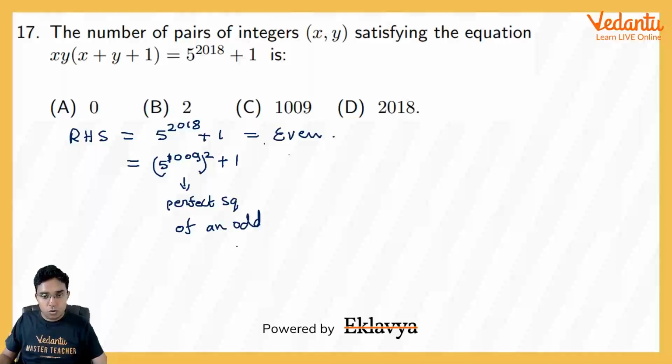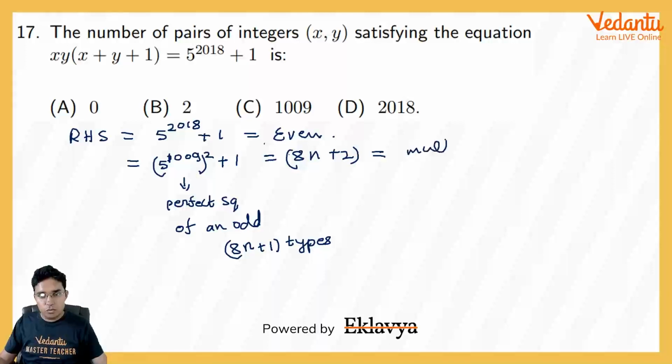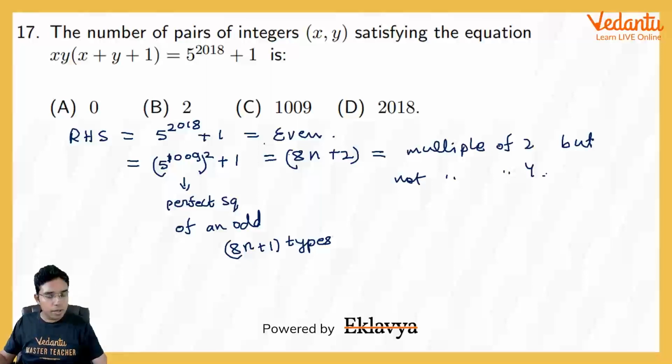And this you should know, the square of any odd number is always of the 8n plus 1 type. So that will be 8n plus 2 type. Though it is an even integer, it is a multiple of 2, but not a multiple of 4. Okay. Now, right hand side is even.